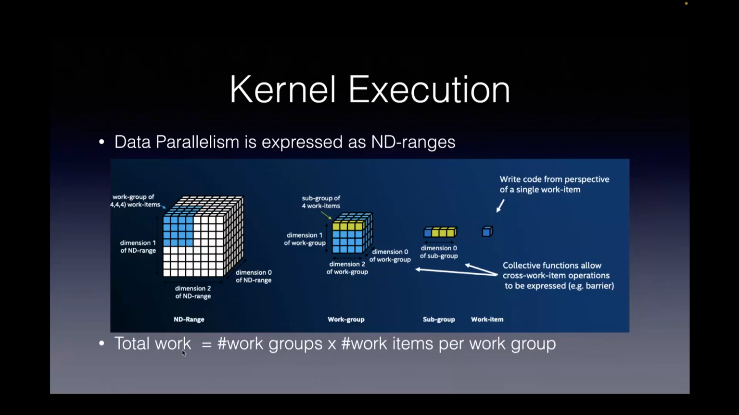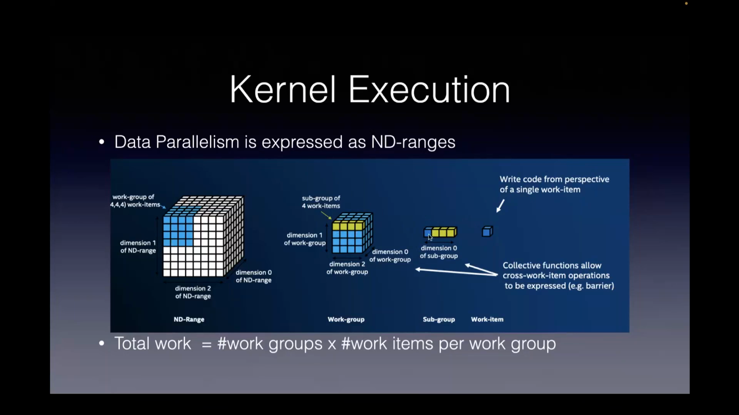So if you look at it in terms of total work, the total work is the number of work groups, which is defined by this cube, times the number of work items per work group, which is defined as the number of subgroups times the size of each subgroup. So that's the total work that has to be done in the ND range. And using a combination of parallel for or parallel for work group, you can actually launch kernels, and the kernels are written with the idea of each item in the range.